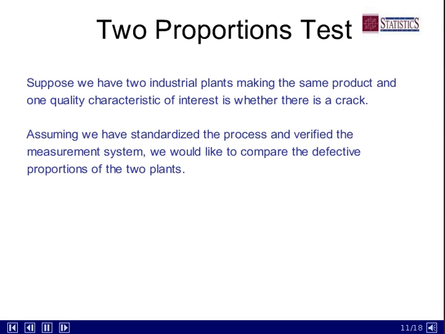So assuming we've standardized the process between the 2 plants so that there wouldn't be anything due to different processes going on, and we verified the measurement system so that we know that we can get reasonable answers from people looking at those since it's a visual test, we would like to compare the defective proportion between the 2 plants. So I want to know, is there any difference in proportion of cracks or defects made by plant A versus plant B?